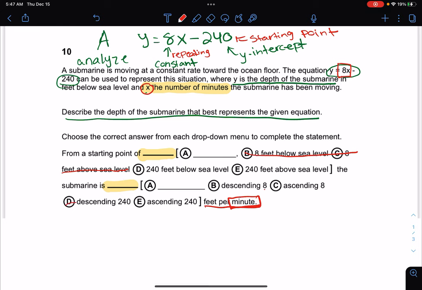So which one would it be? Think about it. Is that 8 a negative or a positive? And so which one would be positive or negative? So remember, descending and ascending. Think about it. If you have a plane, ascending is when it's takeoff. What happens during takeoff? And descending is during landing. What happens during landing?